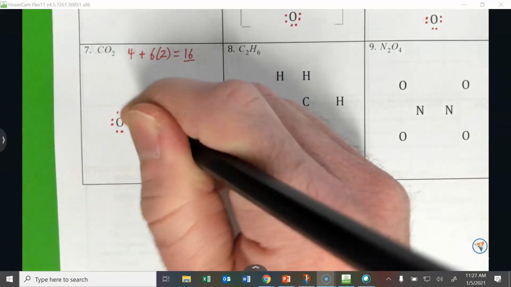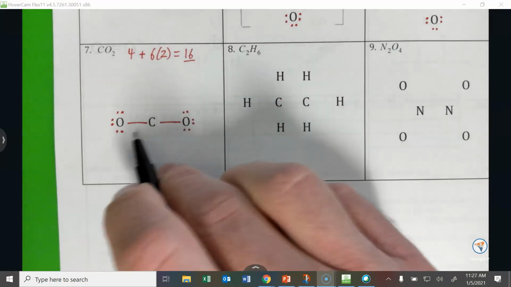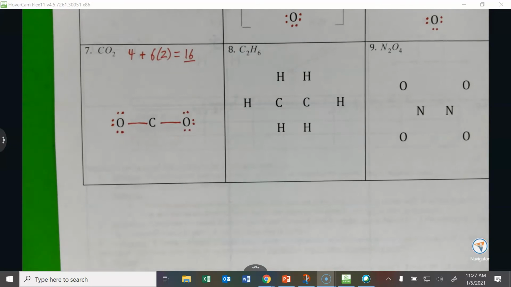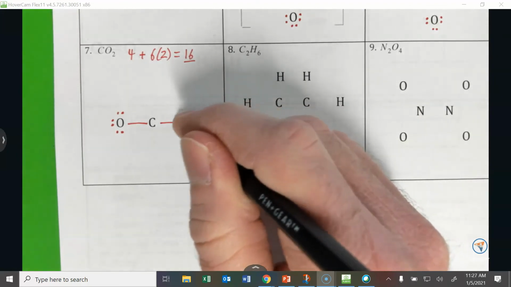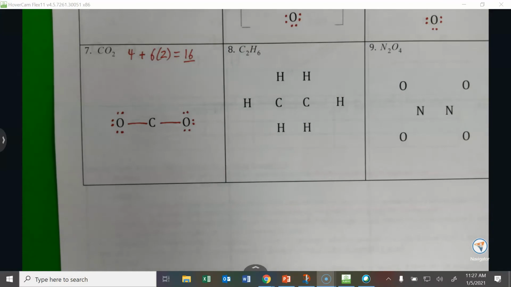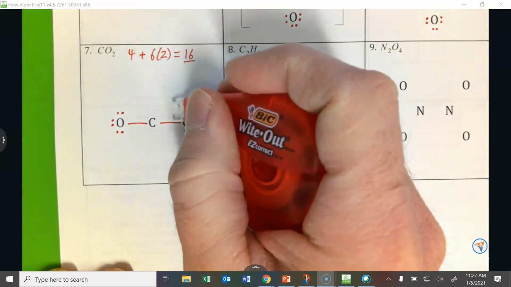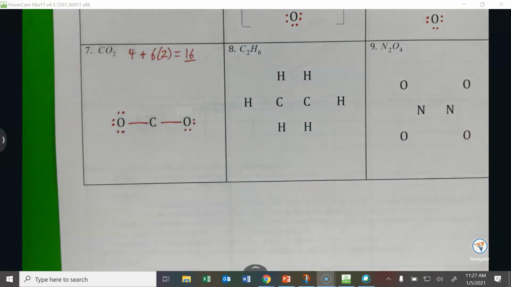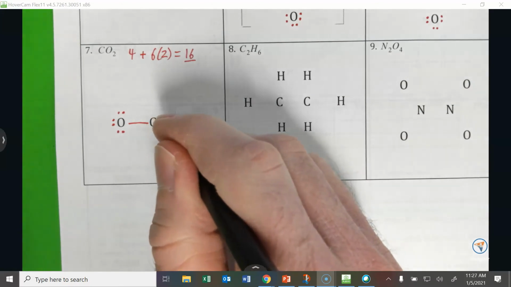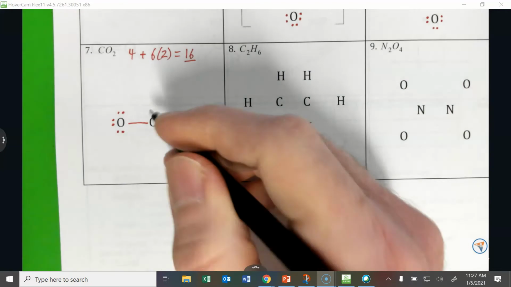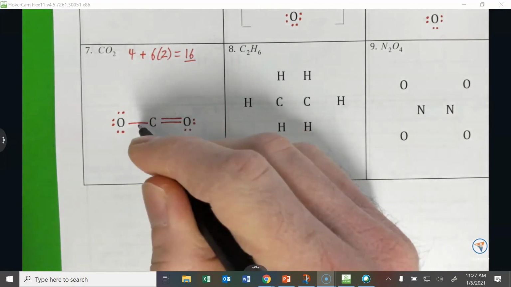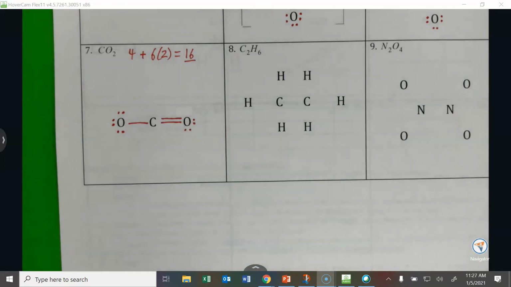This oxygen is happy. Carbon is not. See that carbon is lacking some electrons. It's only got 4 and it wants 8. So I'm going to take 2 electrons from here and put it there. Let's see what happens when I do that. See, oxygen still gets to count those electrons because it's 2, 4, 6, 8. Carbon has 2, 4, 6. We're getting closer, but we're not there yet.